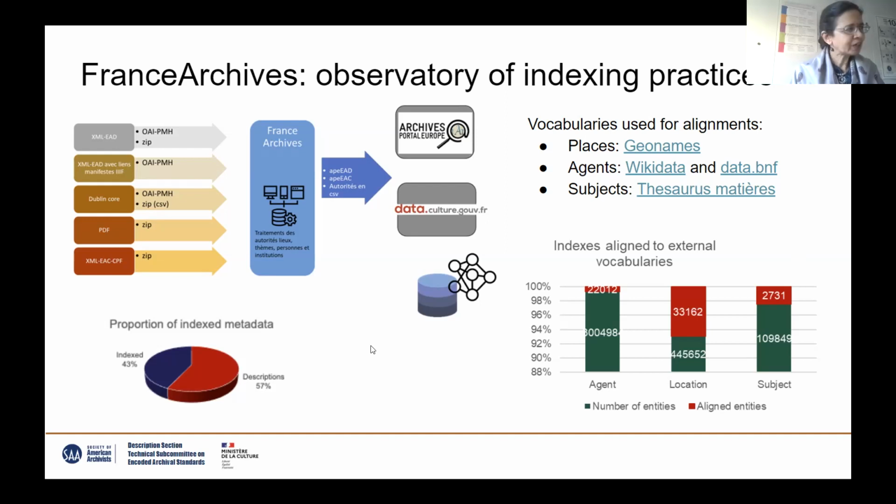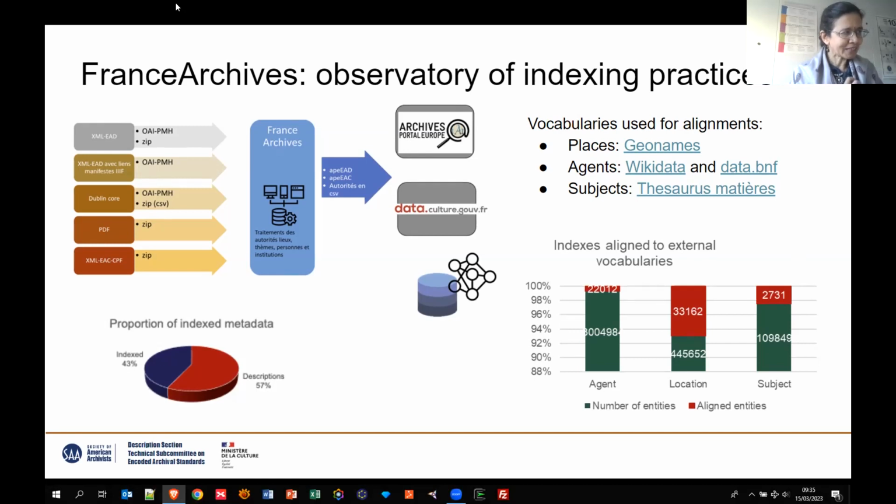For GeoNames, for example, which is used for place names, we've noted that it lacks local references to index below the town level, and it lacks especially geohistorical dimensions for places.